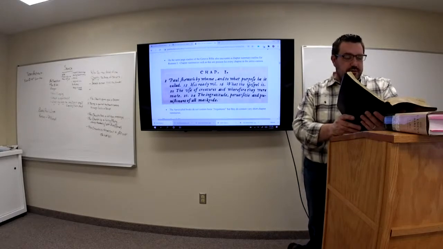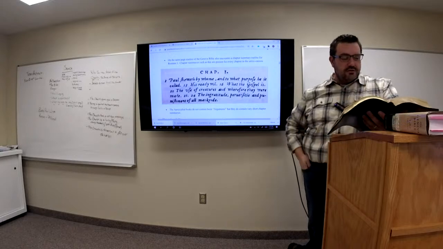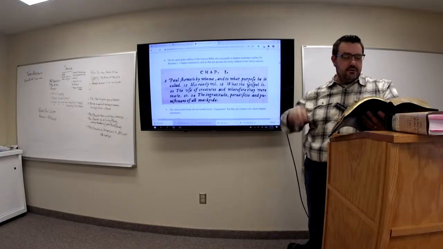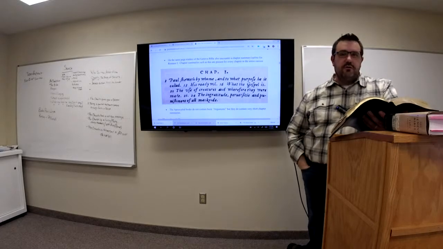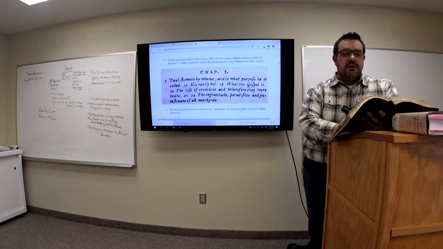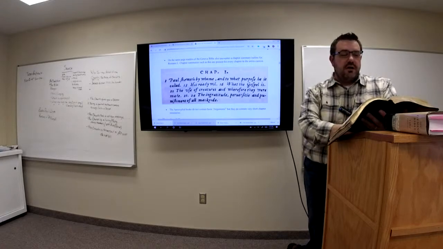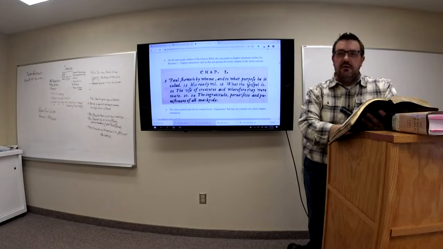Professing themselves to be wise, they became fools, and changed the glory of the uncorruptible God into an image made like unto corruptible man, and to birds, and to four-footed beasts, and creeping things, wherefore God gave them up to uncleanness through the lusts of their own hearts, to dishonor their own bodies between themselves, etc.